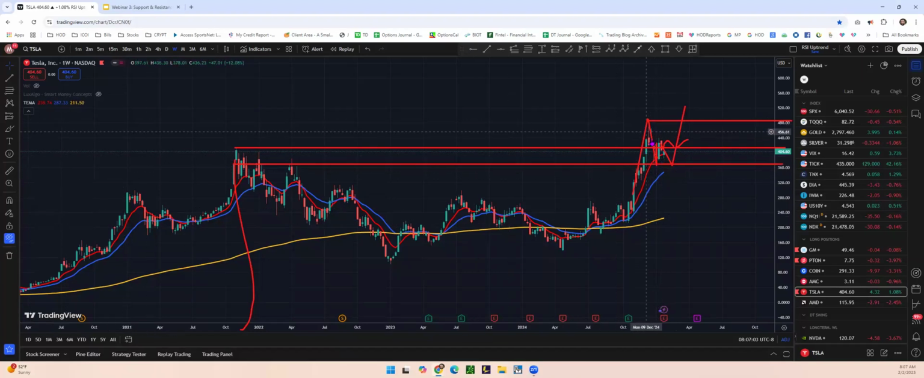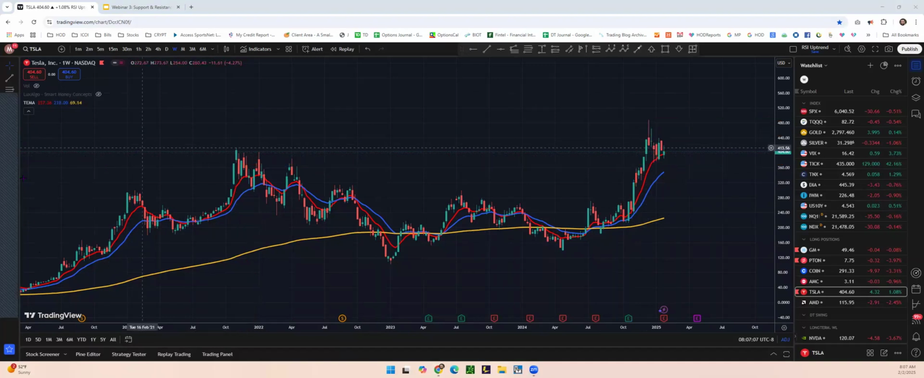So Tesla is currently doing a retest of this level right here. If I draw out a line again, whatever this level is, we can just take it from right here. It's retesting that area. So if it can hold this area right here, then it can bounce and then take off.